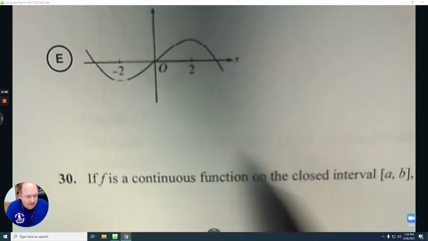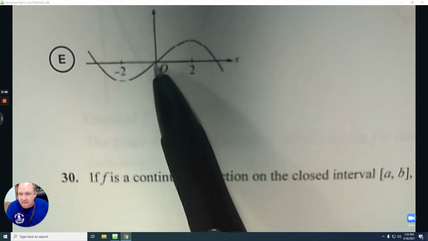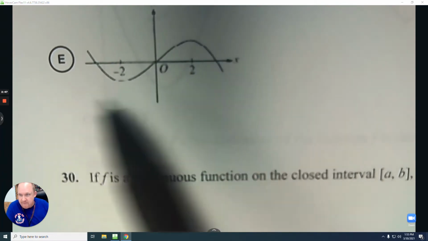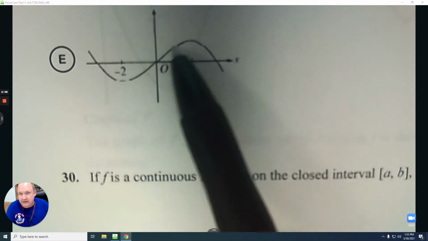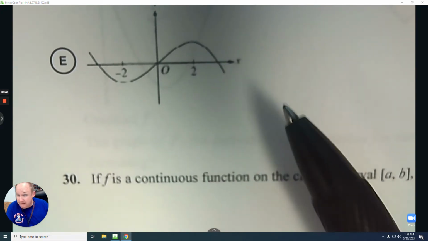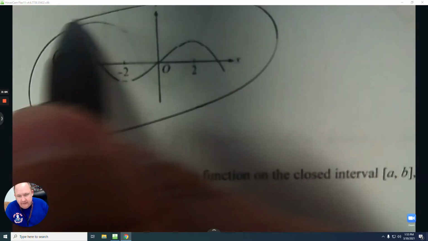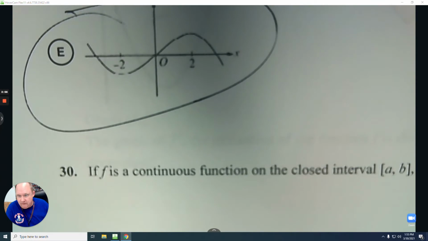All right, so how does it match? First of all, it's concave up and then concave down. It decreases, then it increases, then it decreases. It completely matches it. E is the one that matches in terms of what the graph would look like.